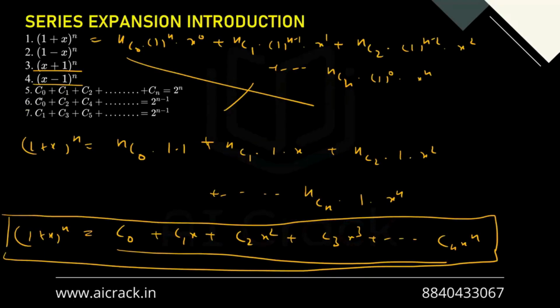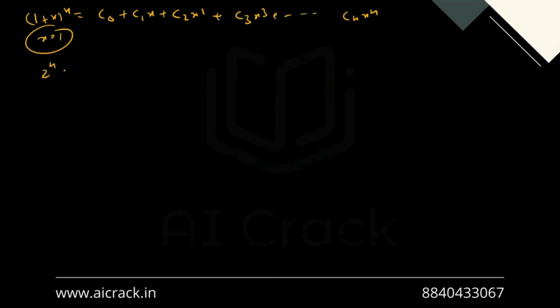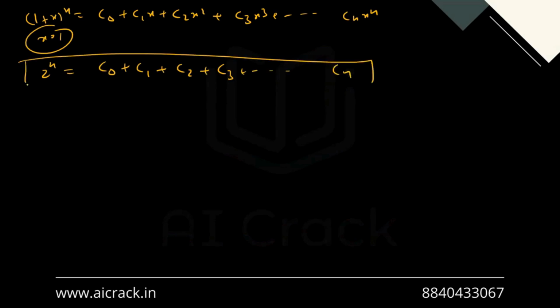So the fifth one is C0 plus C1 plus C2 till Cn, that is equal to 2 raised to the power n. For that, we'll again be utilizing (1 plus x) raised to the power n. That is C0 plus C1x plus C2x square plus C3x cube till Cn x raised to the power n, right? Now if you put x equals to 1 over here, you'll get 2 raised to the power n equals C0 plus C1 plus C2 plus C3 till Cn, right? So you have to remember this one.